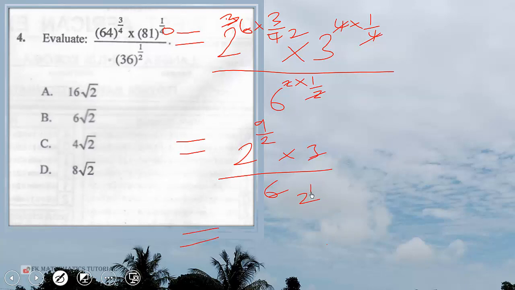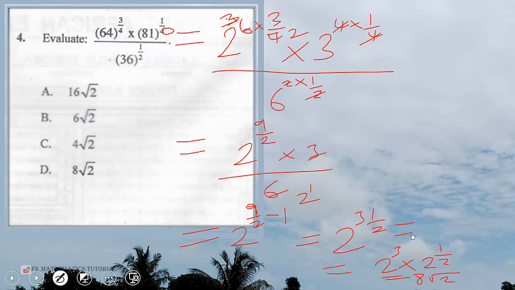So 2 exponent 9 over 2. 9 over 2 is the same as 4.5 minus 1. So we are going to get 2 exponent 3.5. 3.5 is the same as 3 plus half. So this will give us 2 exponent 3 times 2 exponent half. 2 exponent 3 is 8. 2 exponent half is the same as root 2.